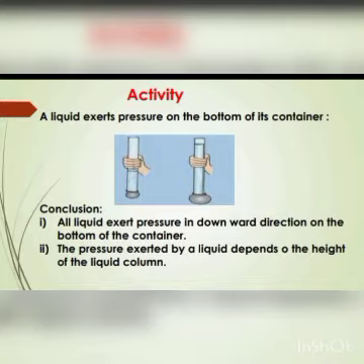Now let us pour some more water in the plastic pipe so that the height of the water column in the pipe increases. And we find that as the height of the water column increases, the bulge in the rubber sheet also increases. So, from these activities, we can conclude that a liquid exerts pressure in downward direction on the bottom of the container, and the pressure exerted by the liquid depends on the height of the liquid column.